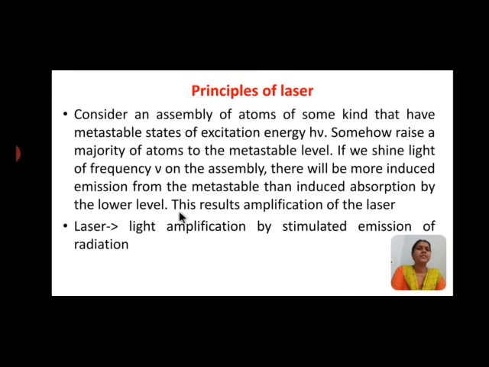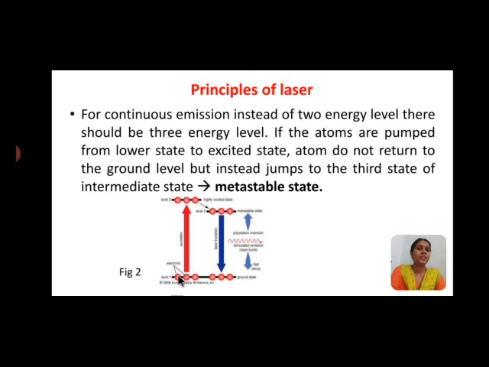Now let us consider an assembly of atoms of some kind that have a metastable state of excitation energy h nu. Somehow we have to increase the majority of the atoms to the metastable level. So what happens here now? I will show. Let us consider these 3 atoms, and here also 3 atoms are there. For these atoms you incident the photon. These 3 atoms absorb that and go and sit in the higher energy level. As I told, in a higher energy level, what is the lifetime?